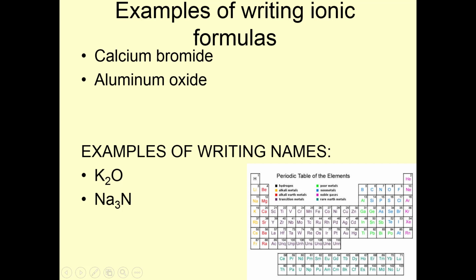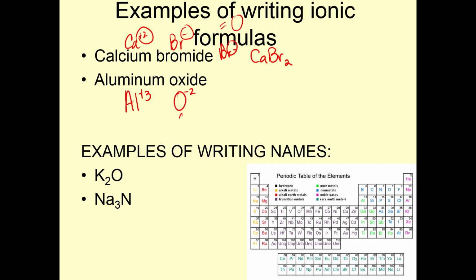Okay, so examples of writing ionic formulas: calcium bromide. Ca is +2. Bromide is a -1. How did I know? Periodic table. So it looks like I need 2 bromides in this compound and 1 calcium to equal 0. Negative 2 plus 2 equals 0. Aluminum, +3. Oxide, -2. How do I know? Periodic table. Okay, still not equal. Look, it's equal. So 2 aluminums and 3 oxides in aluminum oxide. So that's how you write the formulas. Formulas: cancel charge, make it equal 0.